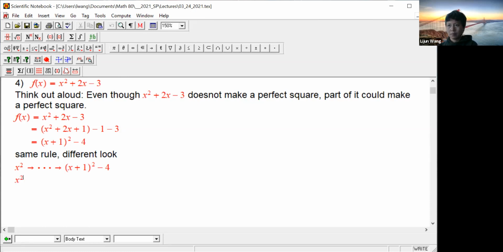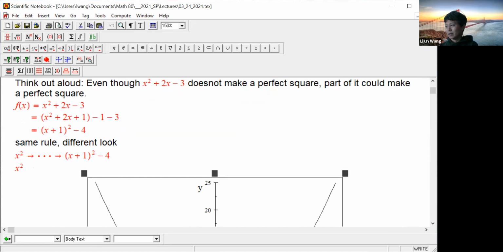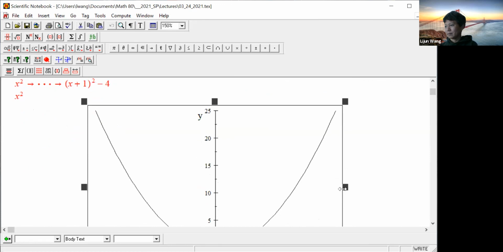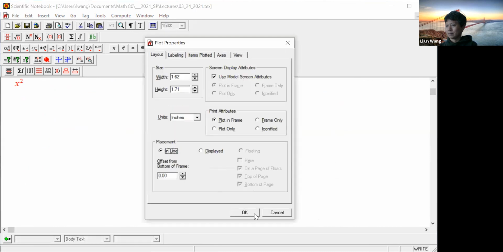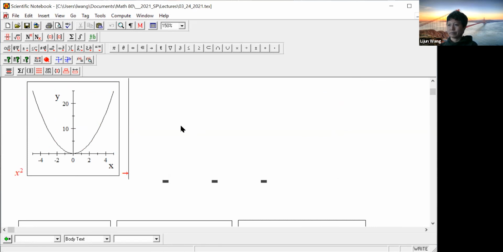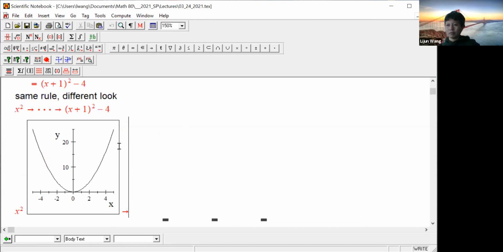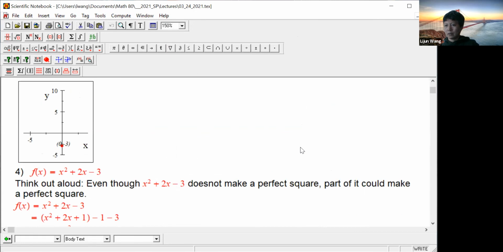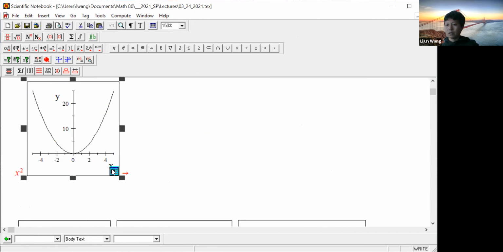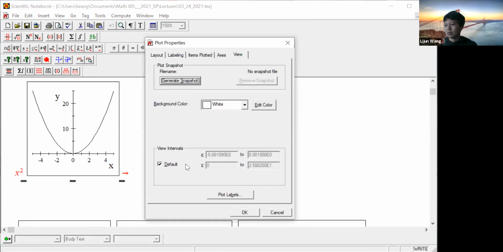Starting from x squared. Are you doing that? And what will be the next part you graph? We're going to graph x plus 1 squared. Okay, so let me make some adjustment on the axis, from -6 to 4. I'm just making some adjustment to the picture.